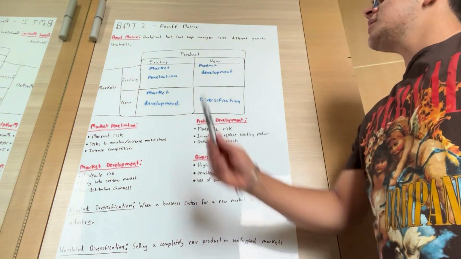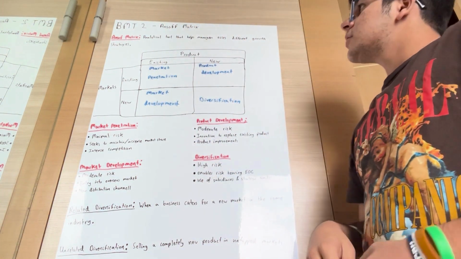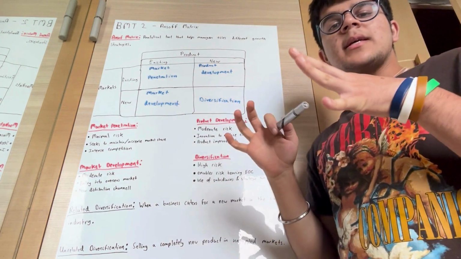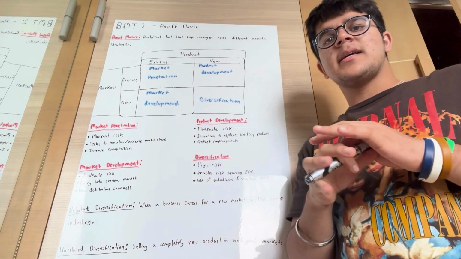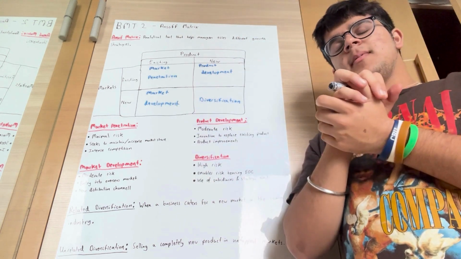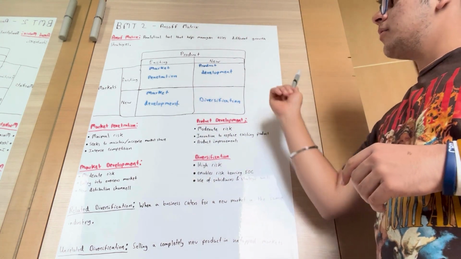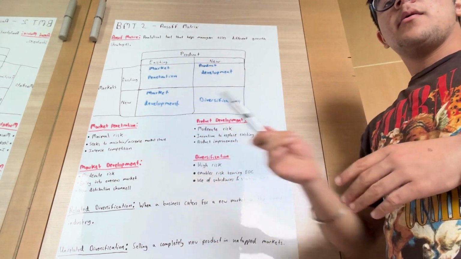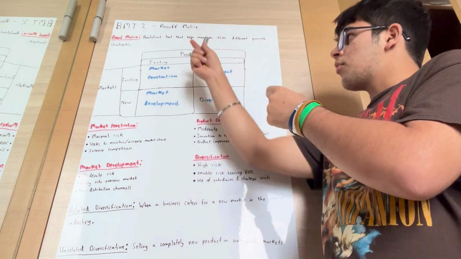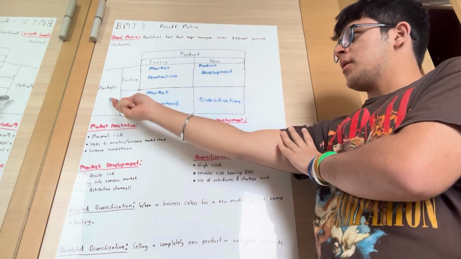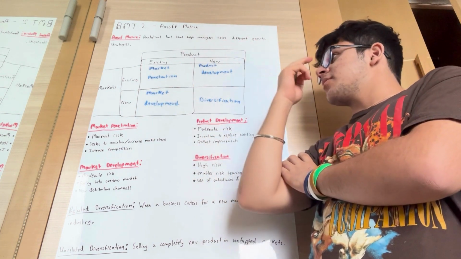Okay, this is BMT2 Ansoff Matrix. So your Ansoff Matrix is an analytical tool that helps managers assess different growth strategies. Okay, so your Ansoff Matrix model is built like this. When you're talking about your Ansoff Matrix, you look at two things: your product and your market. That's the two things you look at when you grow, according to the Ansoff Matrix.